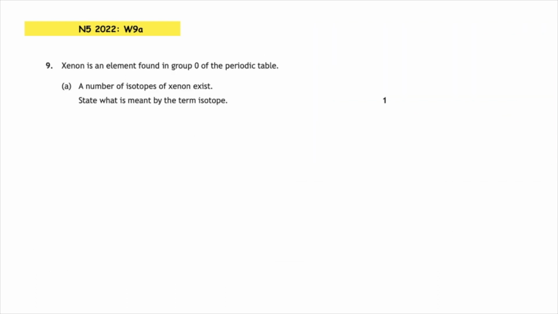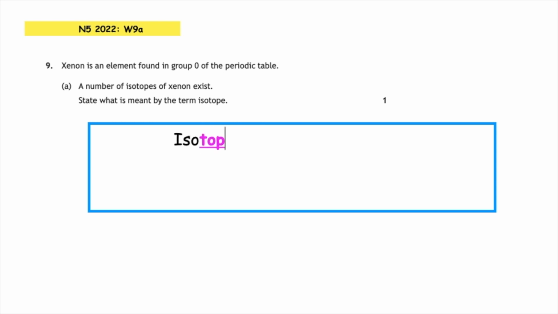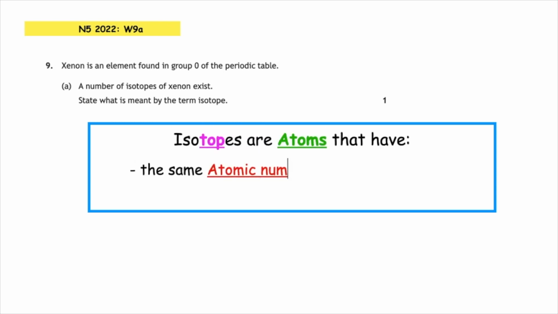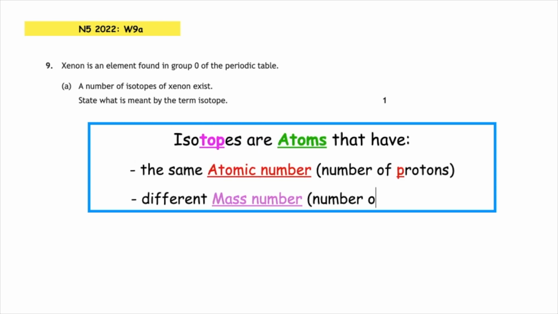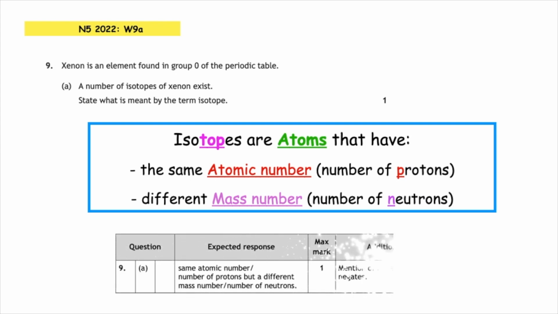Question 9a, xenon is an element found in group 0 of the periodic table. A number of isotopes of xenon exist. State what is meant by the term isotope. Isotopes are atoms that have the same atomic number, so the same number of protons, but a different mass number, which means it has a different number of neutrons.